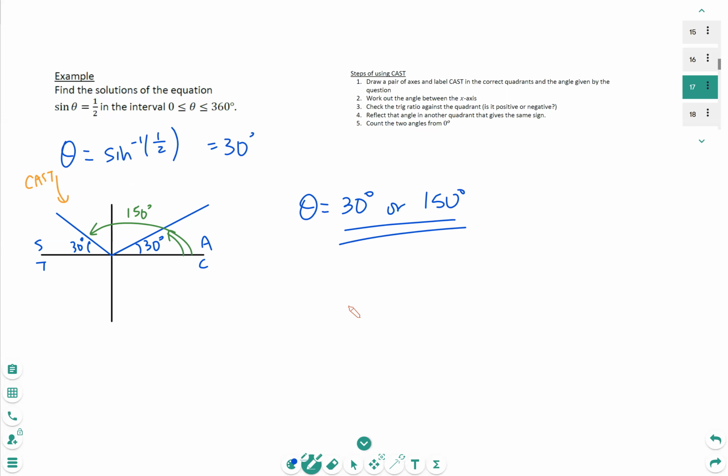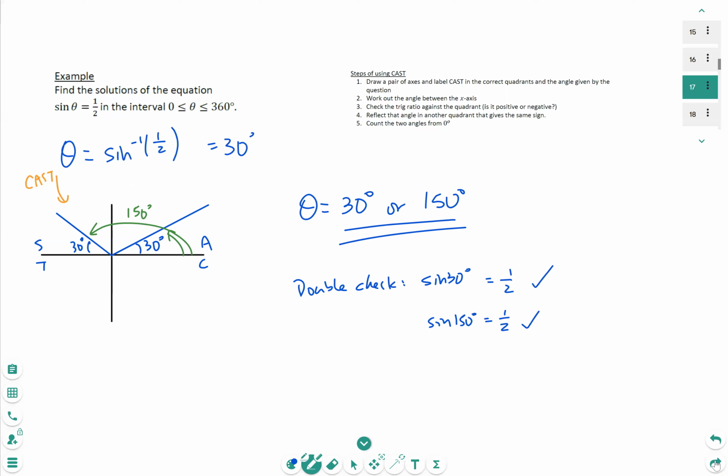If you know the CAST diagram, you would find this quite familiar. If you put it in a calculator to double check, sine 30 degrees equals a half. Check. Sine 150 degrees also equals a half. Check.